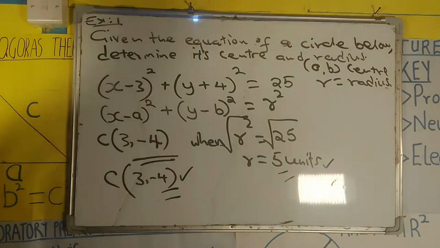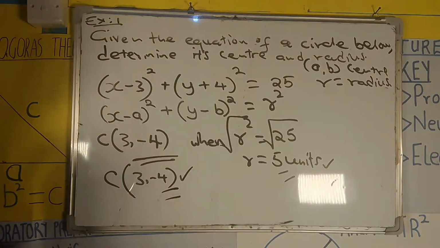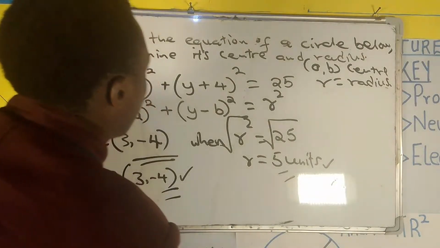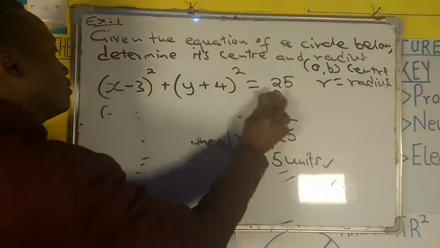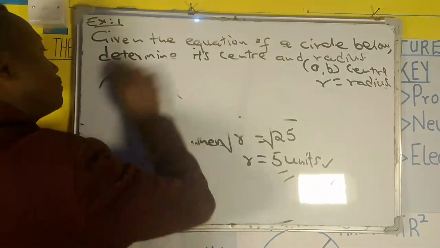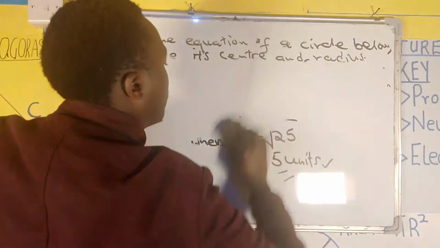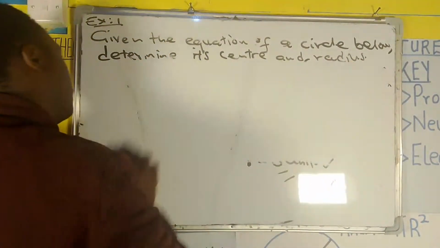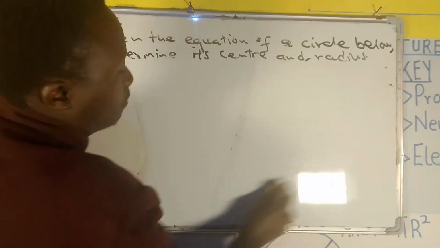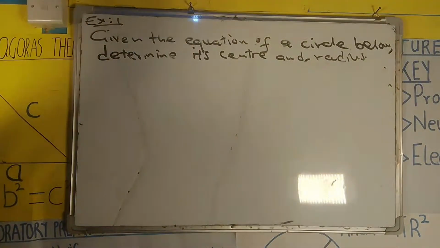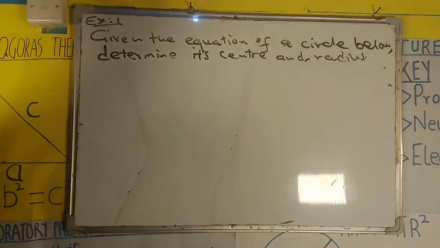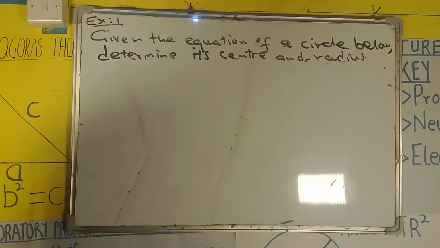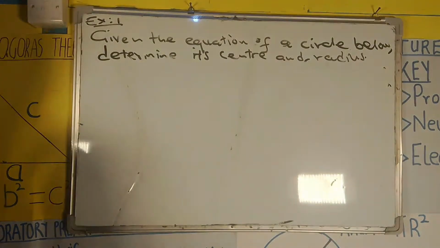That is how we determine the equation of the circle below, and determine its center and radius. The center and the radius. You can have another one. Given the equation of a circle below, determine its center and radius.